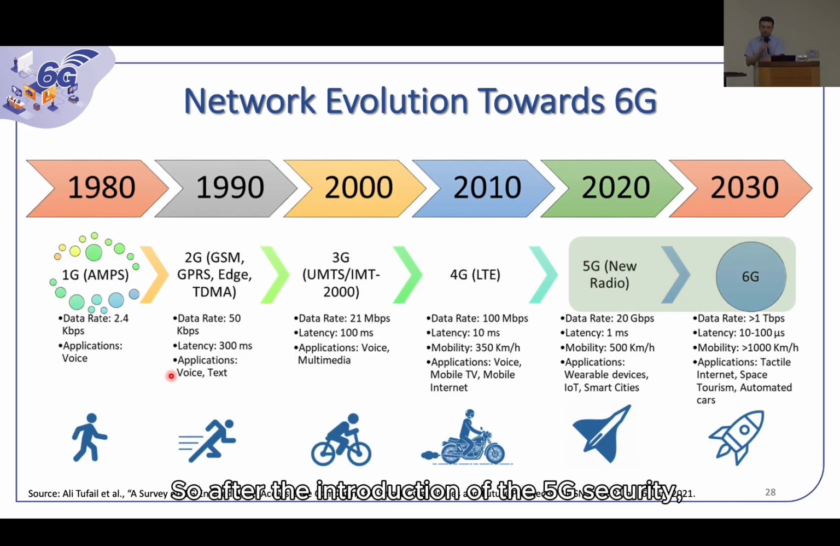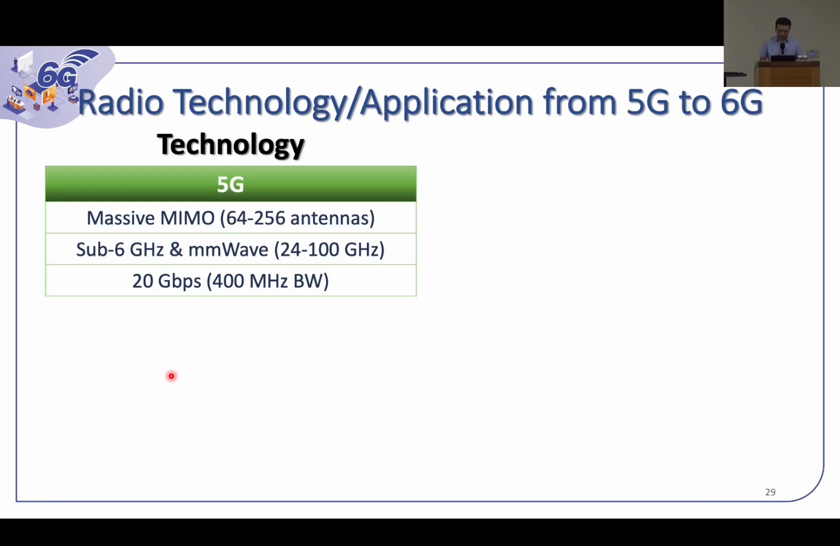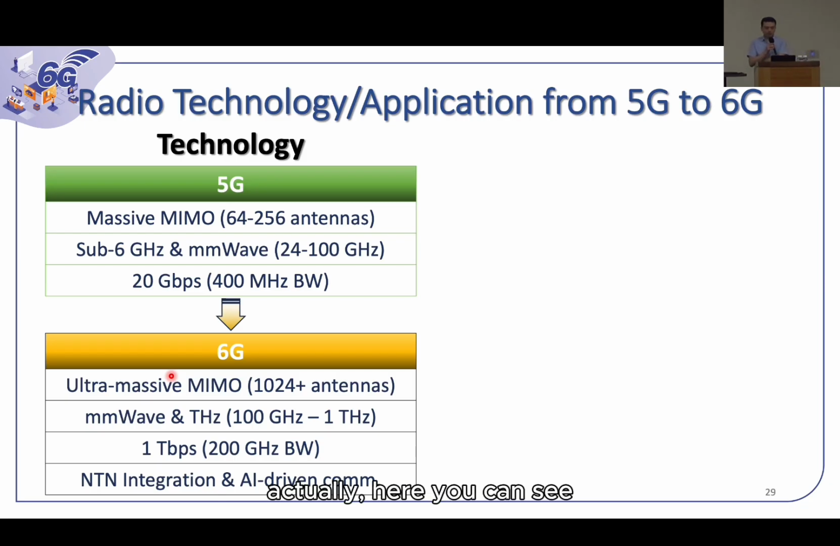Okay, so after the introduction of the 5G security, let's start to talk about the transition, the evolution from the 5G network to the 6G network. For the 5G network, you can see before we already have massive MIMO. What we can do to enhance the throughput is to increase the number of antennas. So in the 6G network, we have ultra massive MIMO. We can have more than 1025 antennas.